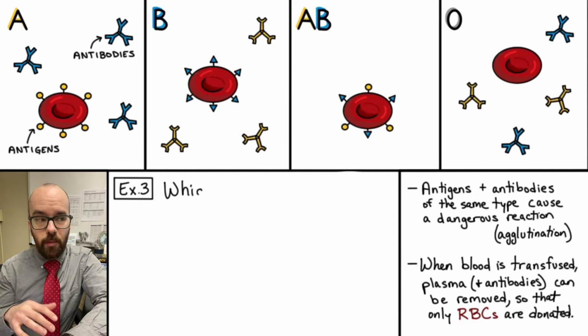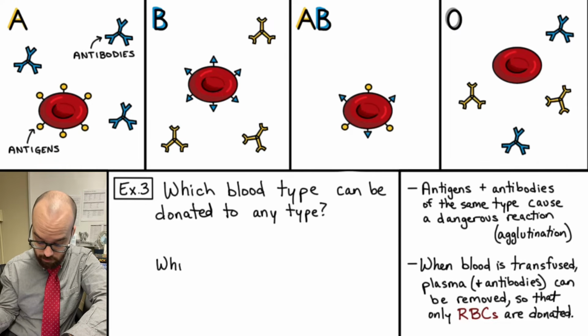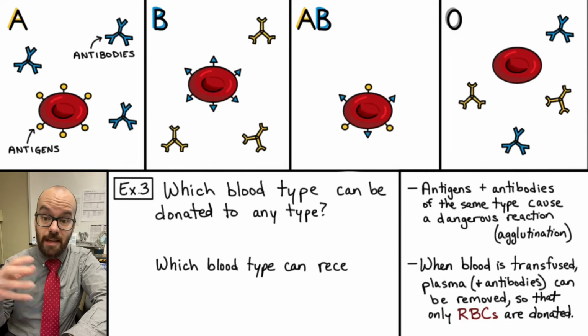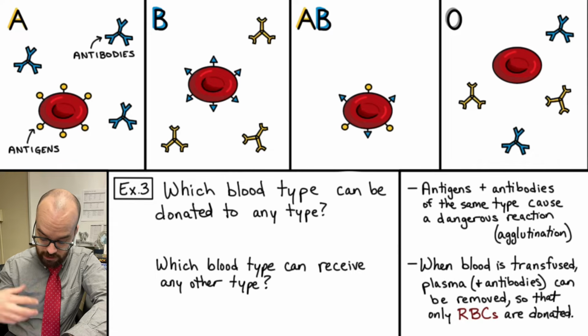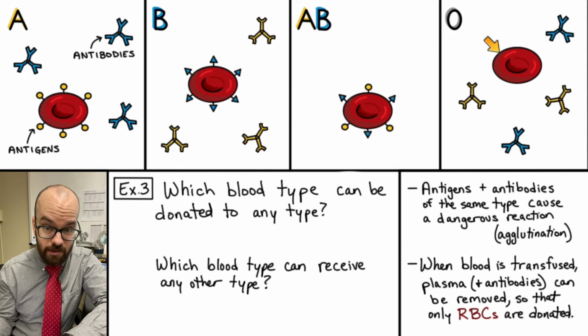For our third example, let's take a look at the idea of a universal donor and a universal recipient. So which blood type can be donated to any type, and which blood type can receive any other type? So let's look at which one can be donated to any other type. Well, we kind of just did it in that last example. The O blood doesn't have any antigens on it.